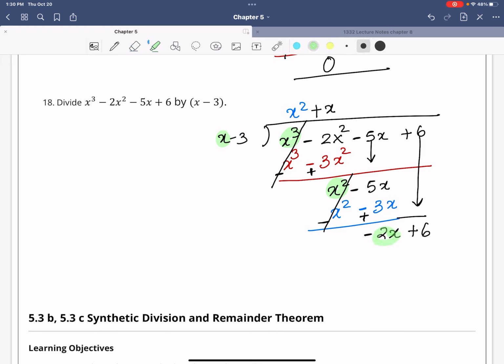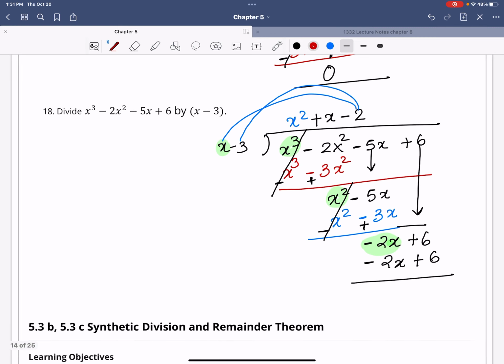I'm going to erase these two. What do I do? I circle the first term. And now I'm going to see how many times x goes into negative 2x. And my answer is negative 2 times. Once I know that, I'm going to multiply negative 2 times x, negative 2 times negative 3. Negative 2 times x is negative 2x. Negative 2 times negative 3 is positive 6.